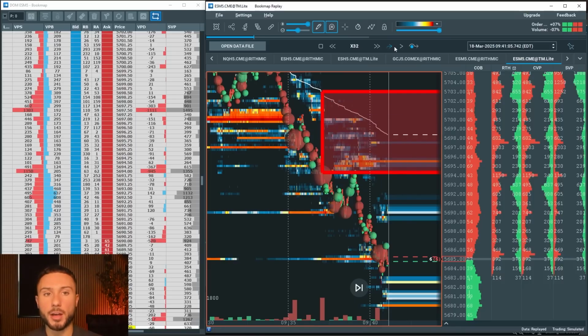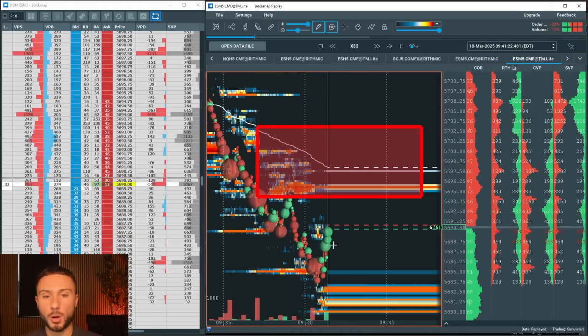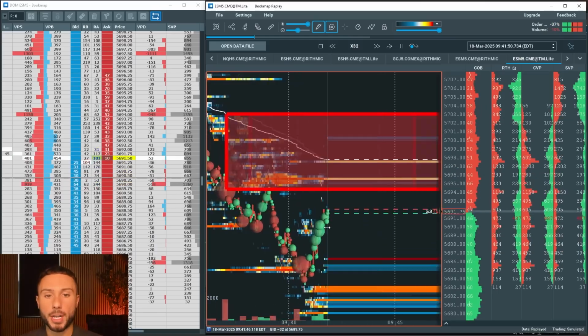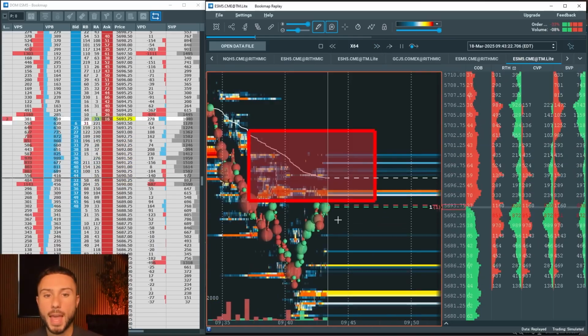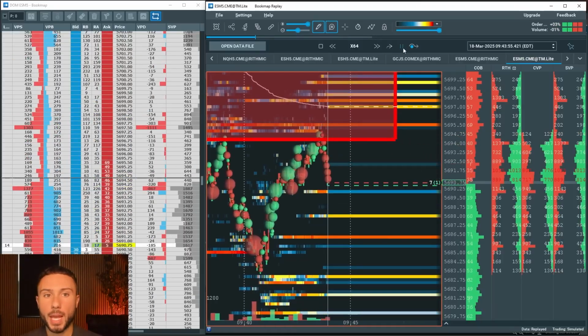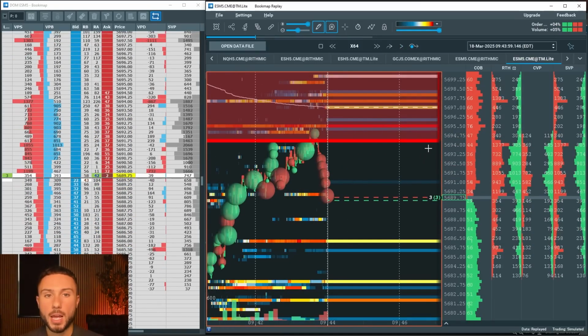We see it with the large volume bubbles. And now I'm looking to short a pop into this. The market rallies perfectly right into this 56.95 level. And as we're coming into this level, a larger offer appears. Now going back, I'm just going to remove this rectangle.